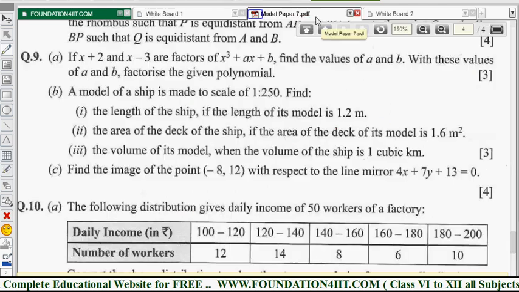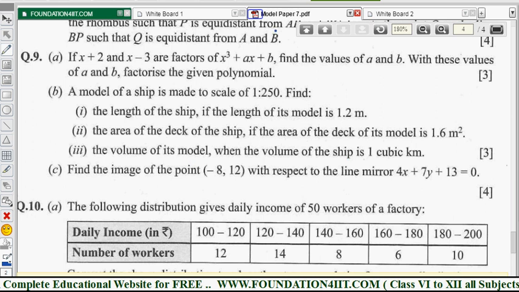And next question. A model of a ship is made to scale 1:250. Find the length of the ship if the length of its model is 1.2 meters. We should use the K factor for this. And the area of the wreck of the ship, if the area of the wreck of its model is 1.6 square meters, and the volume of its model, when the volume of the ship is 1 cubic kilometer. The volume of the ship is given, the volume of the model we should find out.